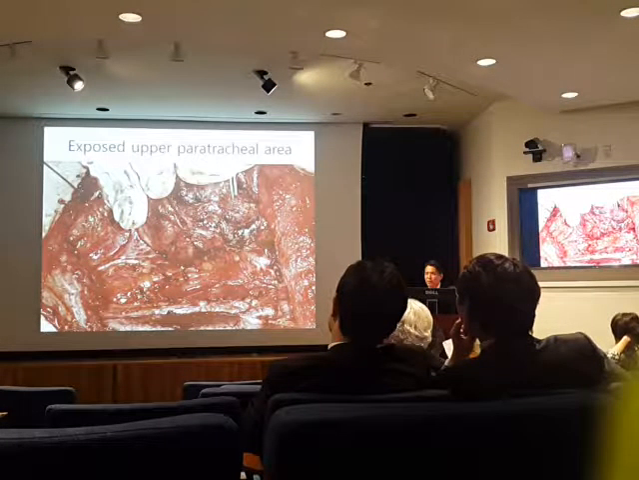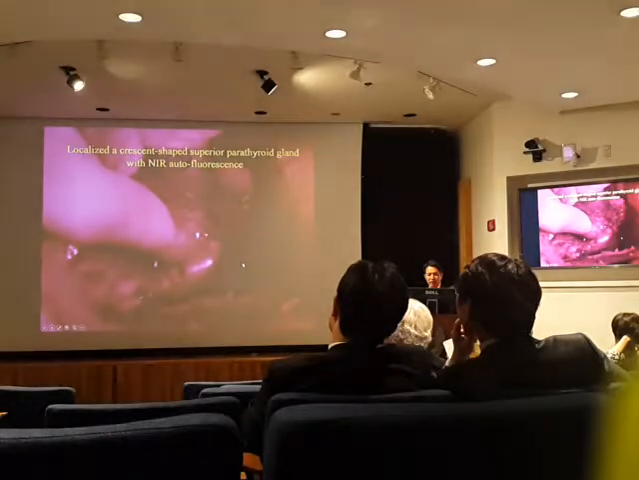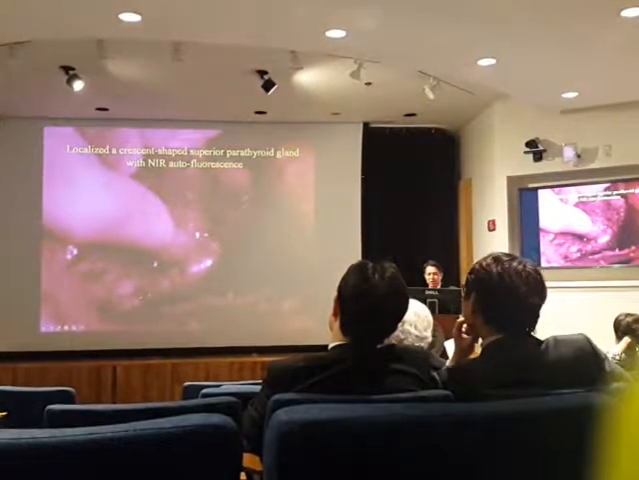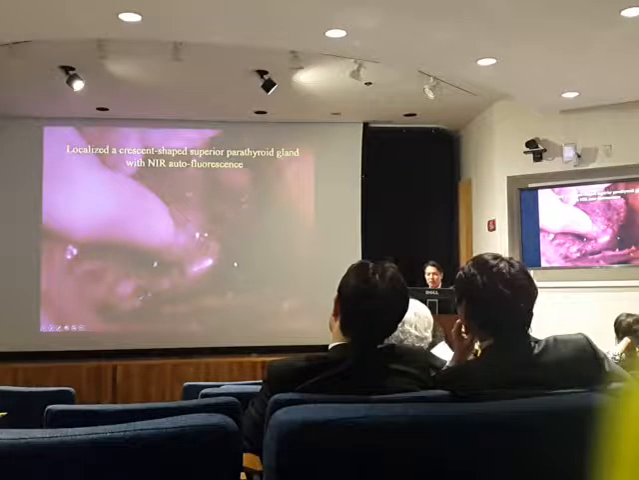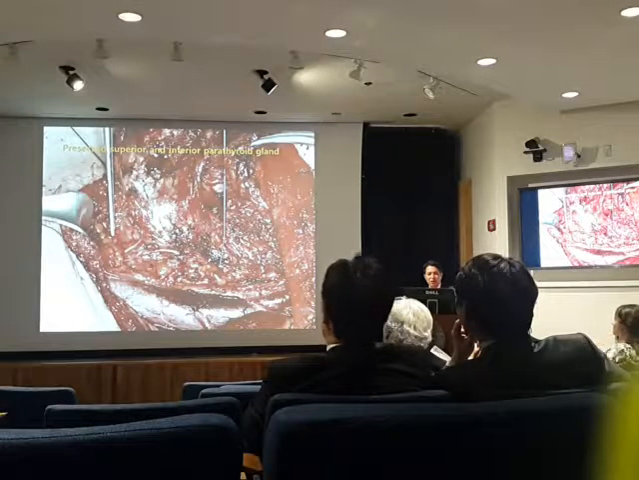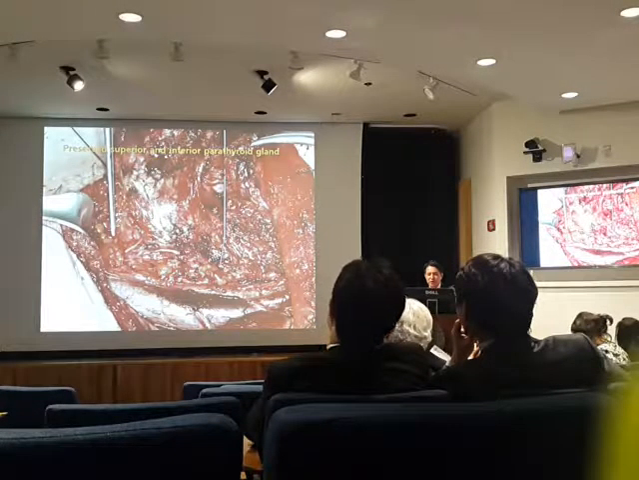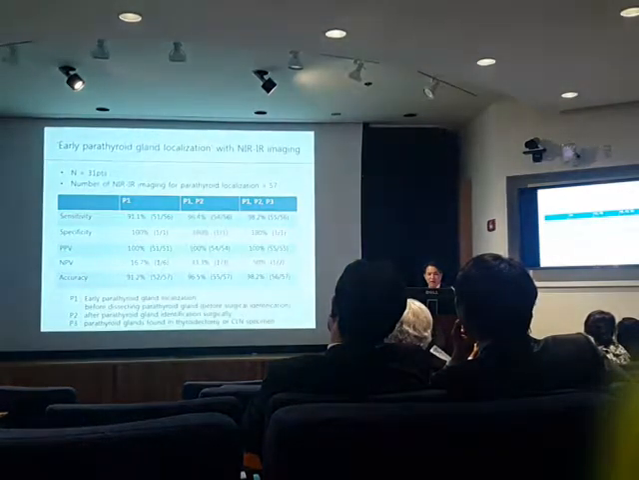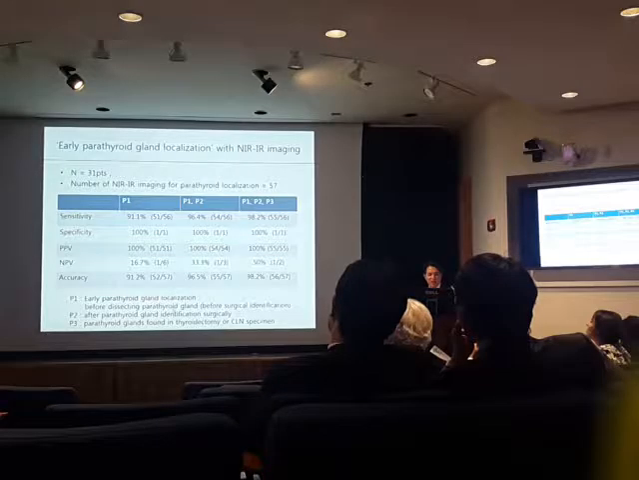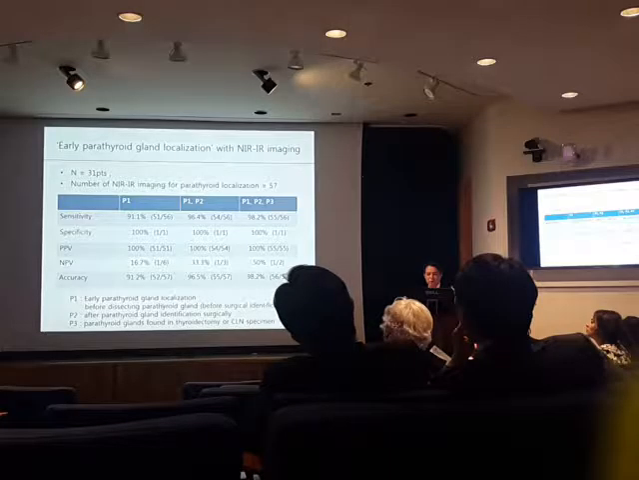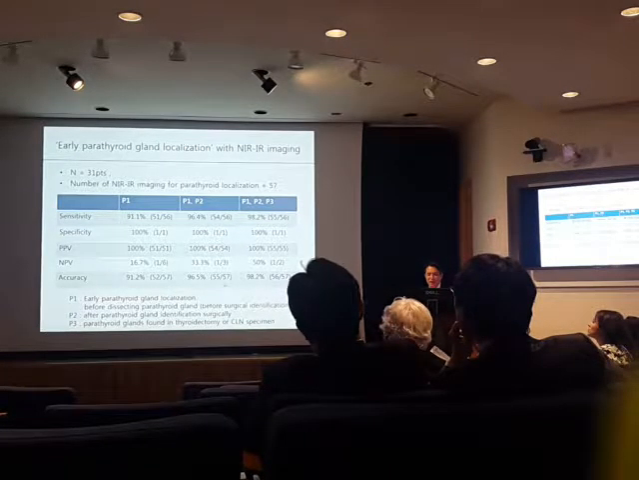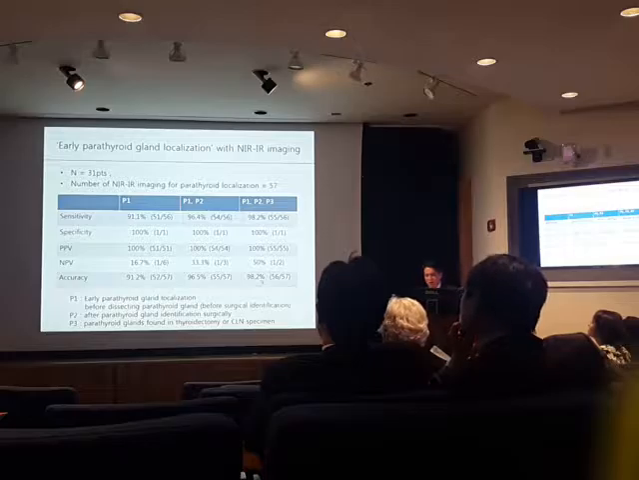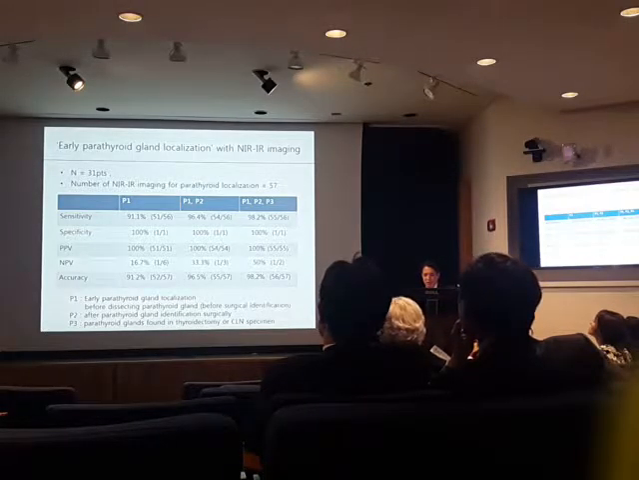Do you see any superior parotid gland around here? We could localize the crescent-shaped compressed superior parotid gland with NIR autofluorescence. And you see the NIR guided preserved superior parotid gland and inferior parotid gland here. And we could get 91% accuracy of early parotid gland localization, which means before it is exposed, and 98% of ultimate parotid gland localization with the NIR imaging test.